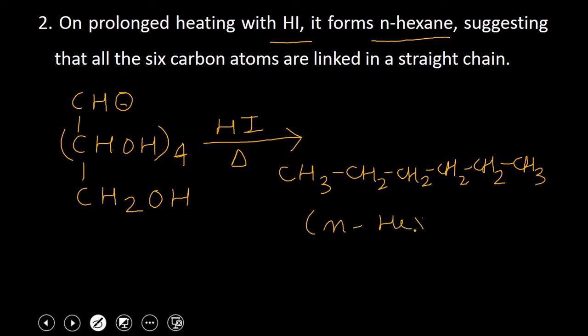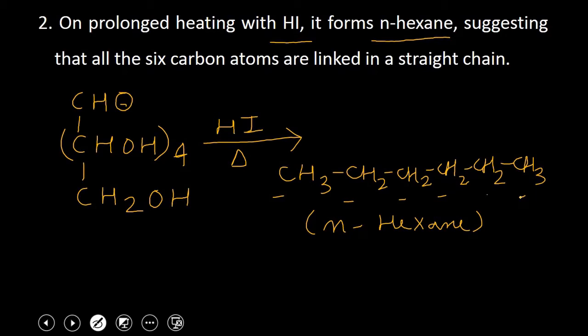We can see here that in n-hexane all the 6 carbon atoms are linked in a straight chain. So it indicates that in glucose also all the 6 carbon atoms must be linked in a straight chain. So on the basis of this chemical reaction, we have proved that in glucose all the 6 carbon atoms are present in a straight chain. So how will you learn this reaction? Simply, you just write the structure of glucose.